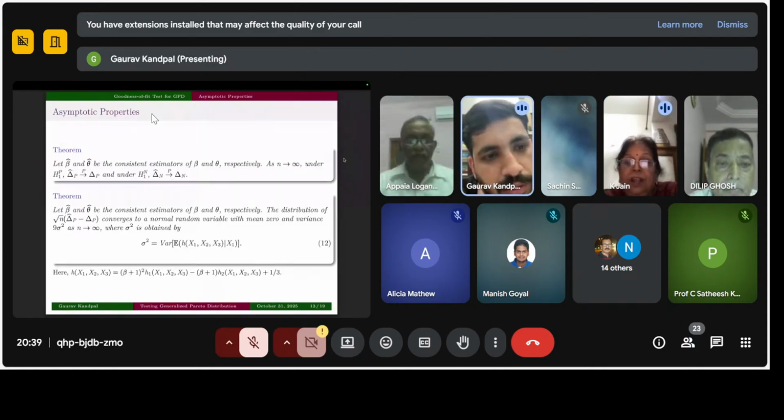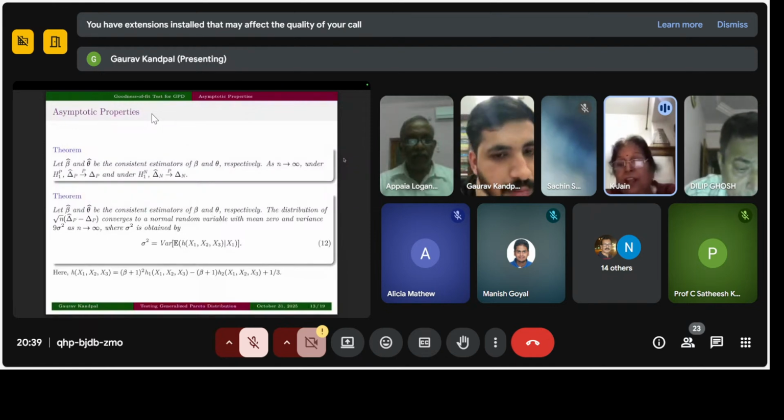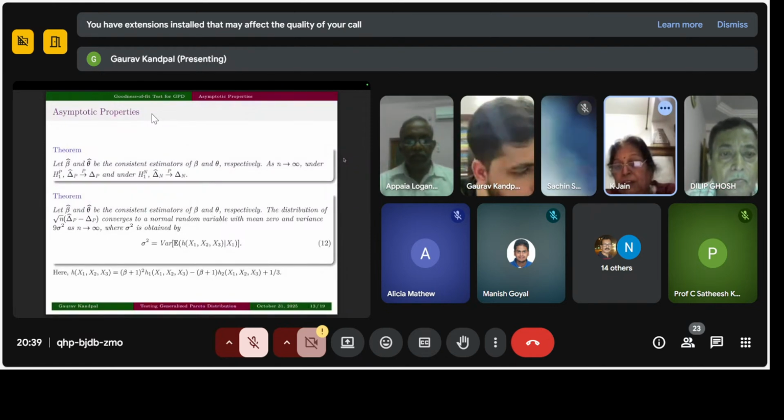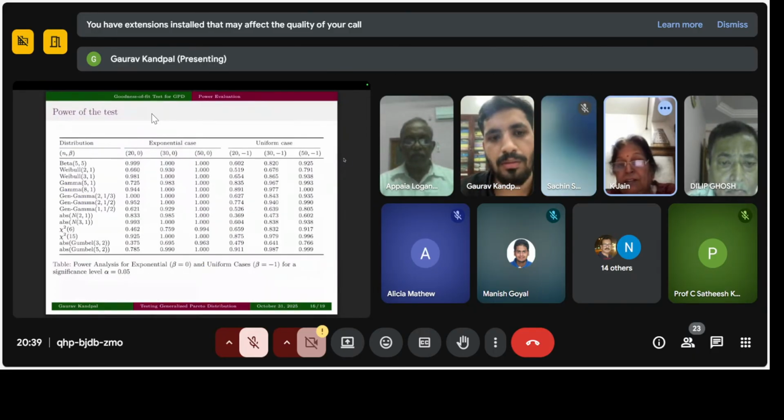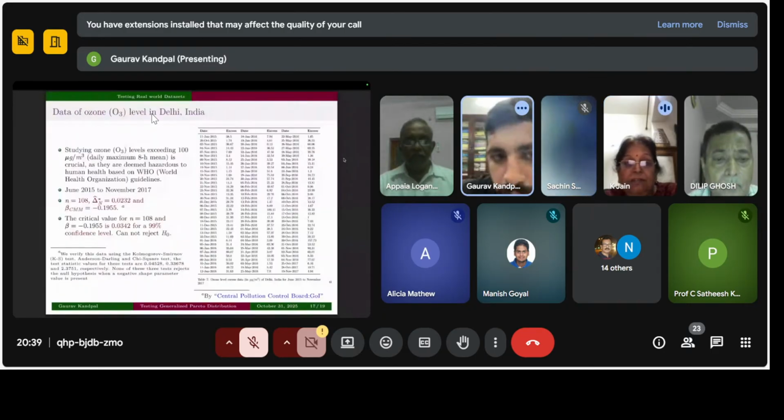Moreover, in your real life data, you have taken Delhi ozone level data up to 2017. Yes, ma'am. Was the data not available after this?